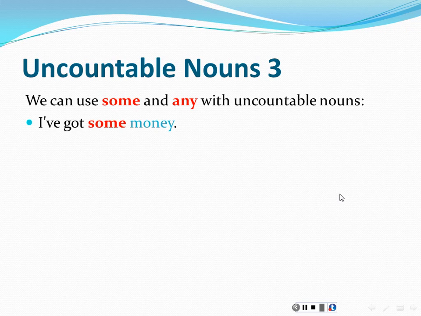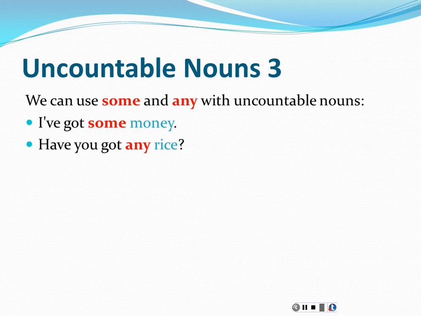The first example, I've got some money. It means I have some money. لدي أو أنا أملك بعض النقود. Some, بعض النقود. So I've got some money. بعض النقود. So you can use it in this context. في هذا السياق, in this context, you can use it. I have some money or I've got some money.